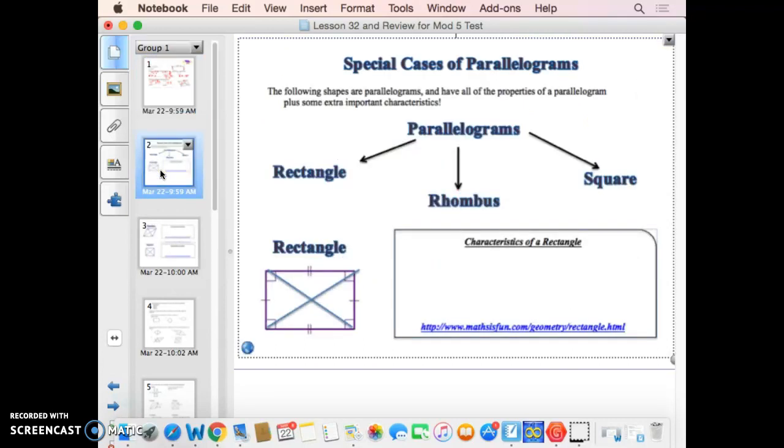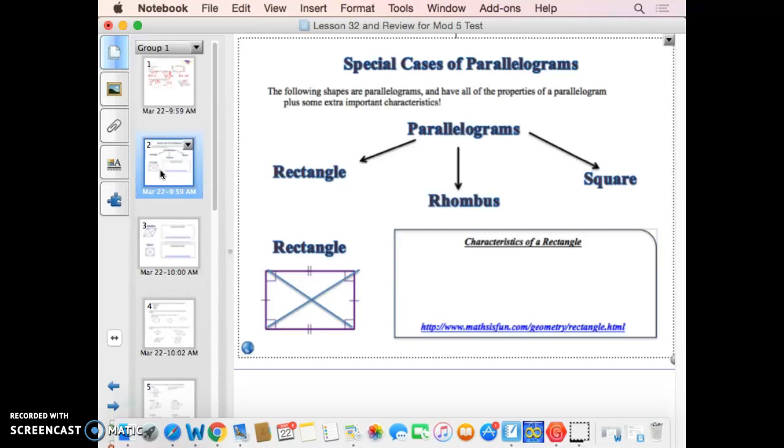All right, so now we have special cases of parallelogram. So remember, the big umbrella that we're talking about are four-sided figures, which we call quadrilaterals. And then quadrilaterals can be broken down. It's kind of like kingdom, phylum, species in science class. It's the same thing in math, except we're doing it with shapes instead of animals, right? So we start with quadrilaterals, then we break it down to parallelograms.